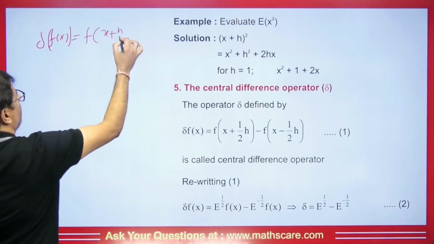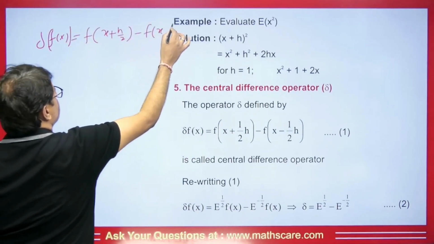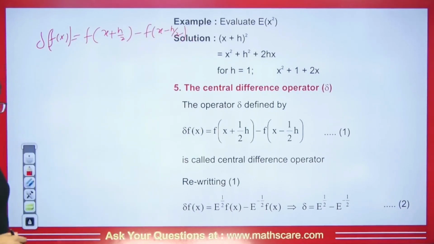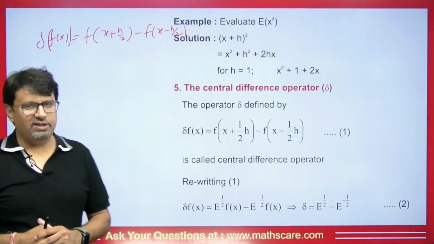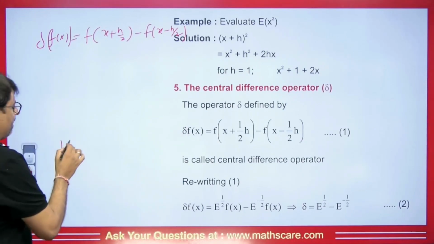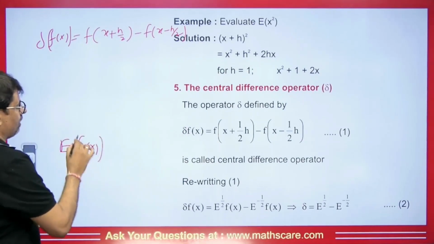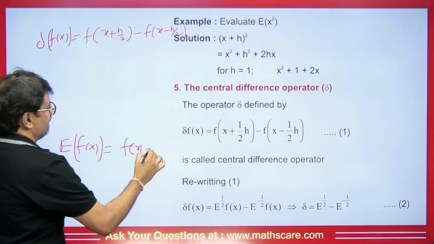f(x + h/2) minus f(x - h/2), right? So this is what we have. This is called the central difference operator, and we denote it by delta, okay? If I tell you about E of f(x), what does it mean? Here it is f(x + h), clear?